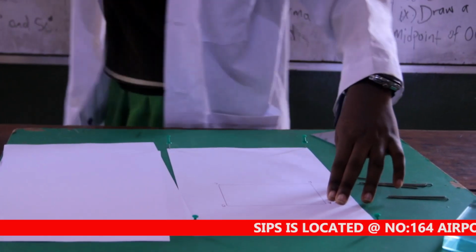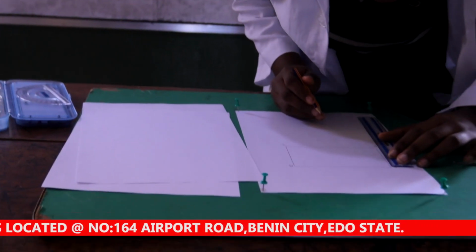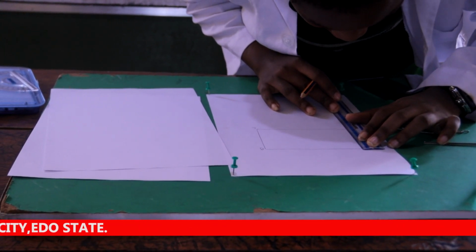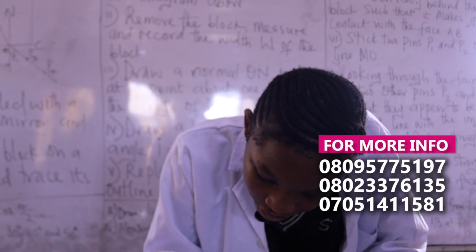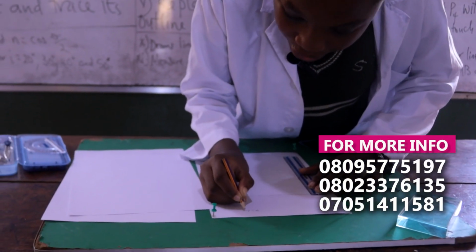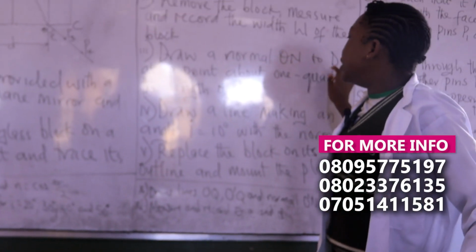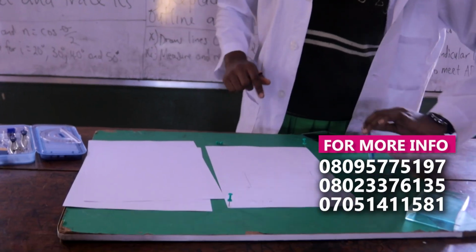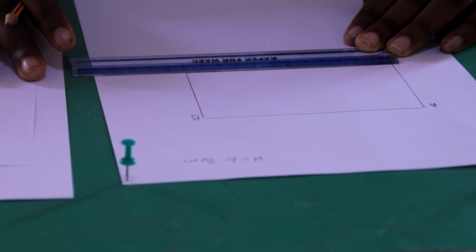That's this short side here. So my width, which is W, is equal to 6.3 centimeters. Draw a normal ON to DC at a point about 1/4 of the length of DC. So I'm going to measure the longer side of my rectangular prism, which I have traced down. Mine is 12, so I'll divide it by 4 to get 1/4.